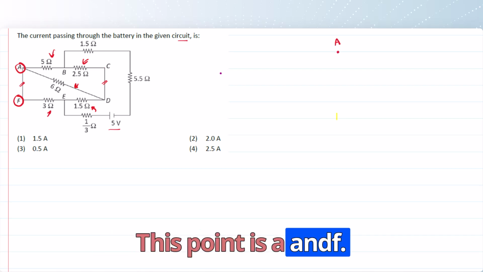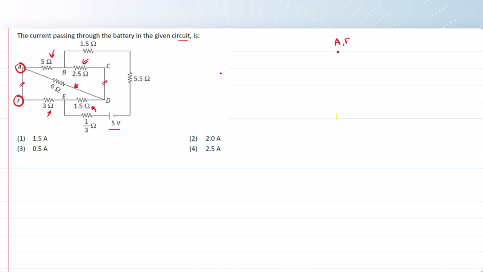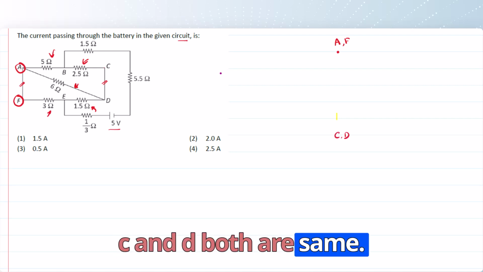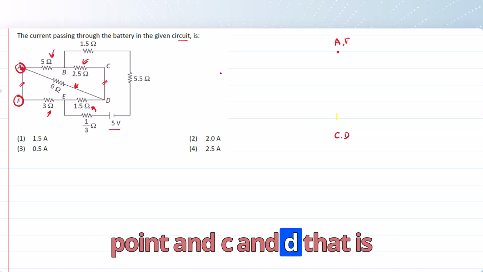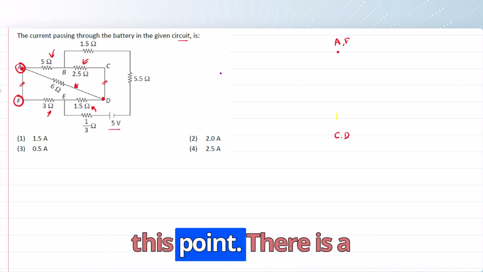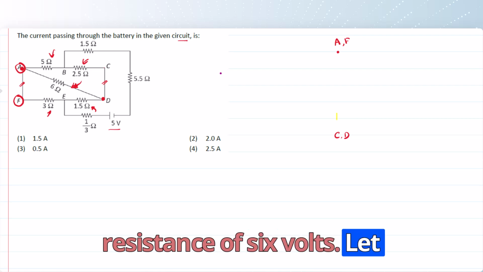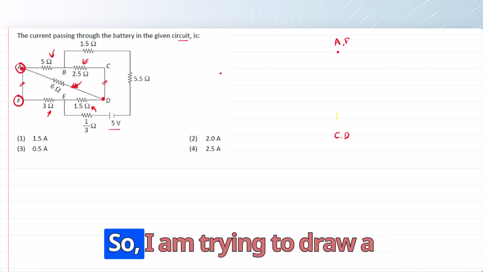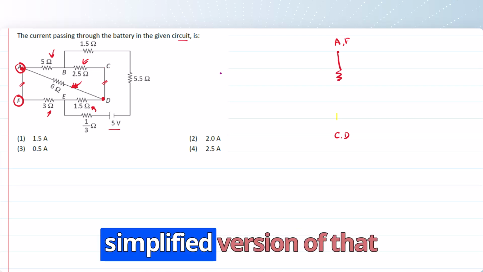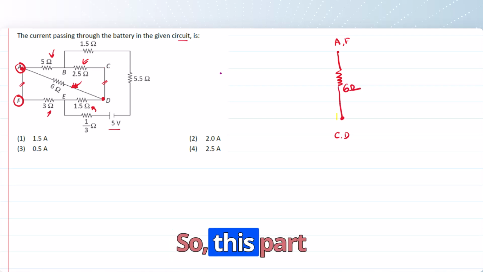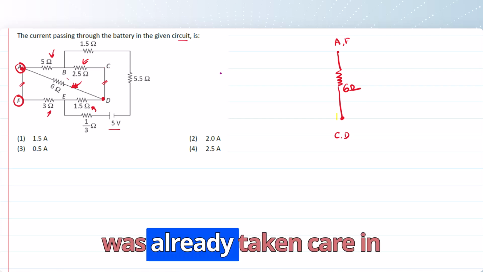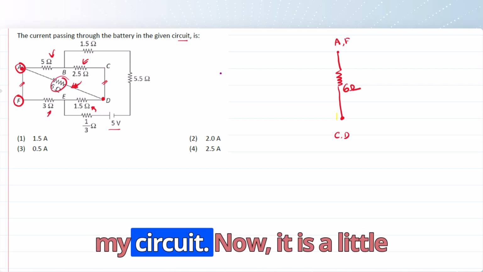This point is A and F. This point is C and D. Both are the same. Between A and F, that is this point, and C and D, that is this point, there is a resistance of 6 ohms. Let me connect that part first. So I am trying to draw a simplified version of that circuit, 6 ohms. So this part was already taken care of in my circuit.